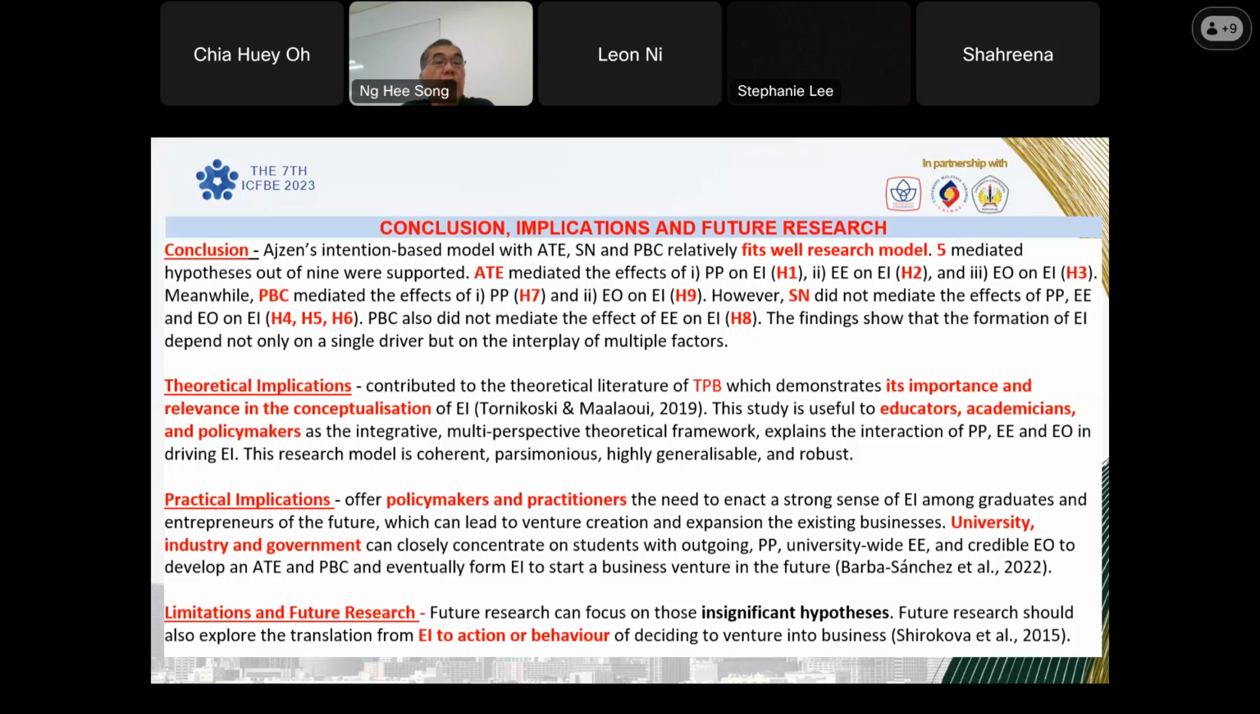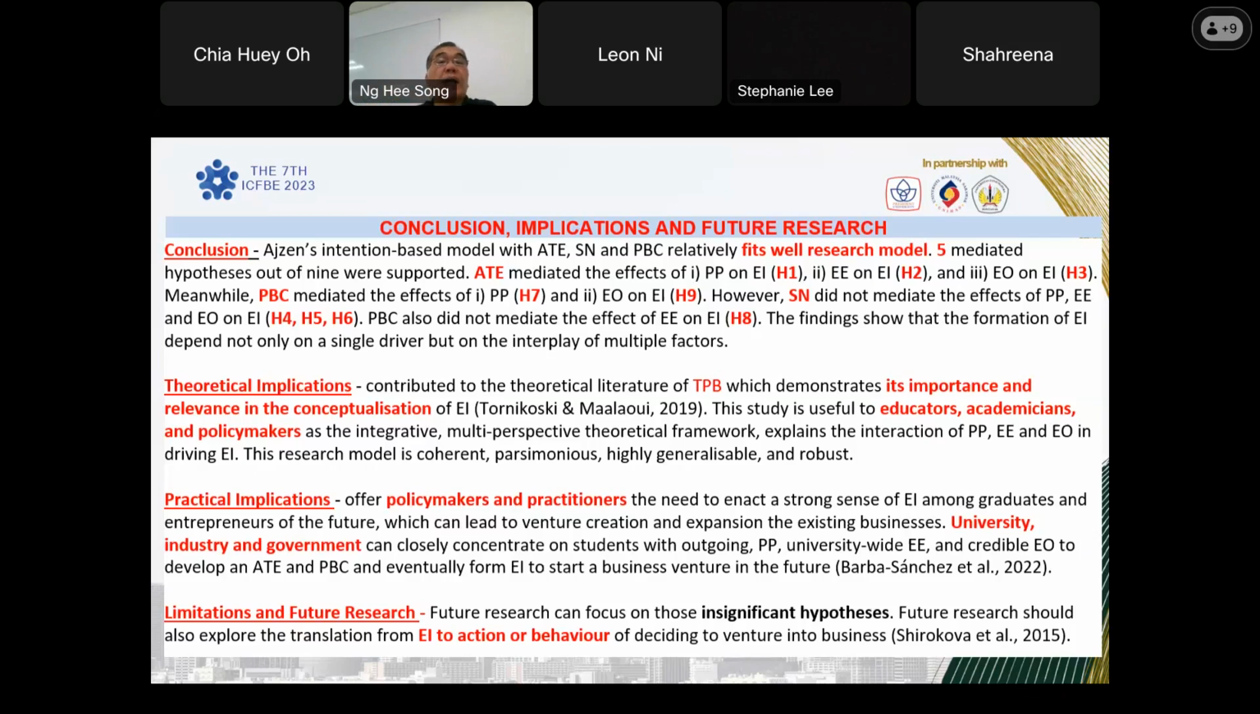Okay. So next one, we have perceived behavior control, which also plays an important role in enhancing the link between proactive personality and entrepreneurial intention. And the last one, we have entrepreneur opportunity. So when you have an opportunity, most likely you are able to size up the opportunity through your perception of ease or difficulty or self-confidence. Most likely you will have a strong intention to start your business.